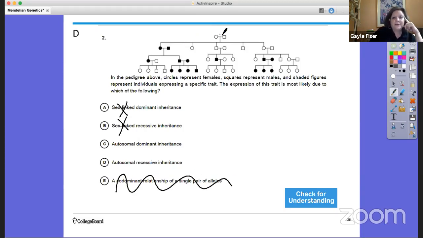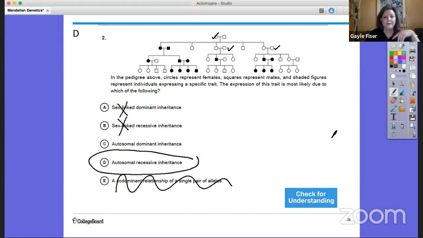All right, and then do we have carrier parents having children with the trait? Yes, we do. There's a situation right here. There's one right there. Here is one right here. So now this is autosomal recessive inheritance.